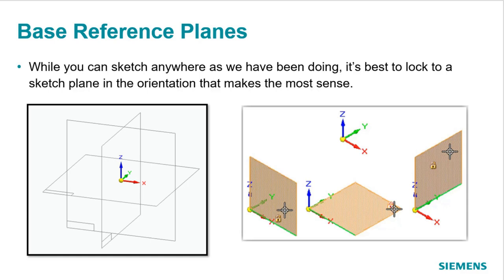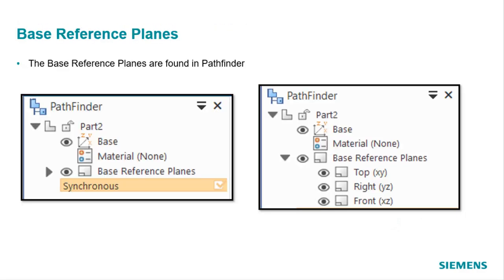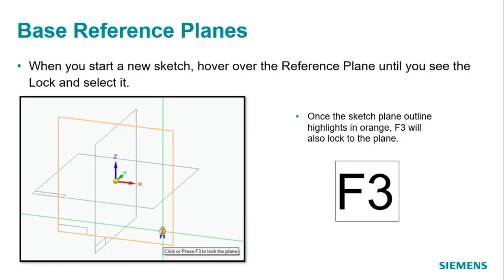Base reference planes. While you can sketch anywhere, as we've been doing, it's best to lock to a sketch plane in the orientation that makes the most sense. Base reference planes are found in Pathfinder. When you start a new sketch, hover over the reference plane until you see the lock, and then select it.